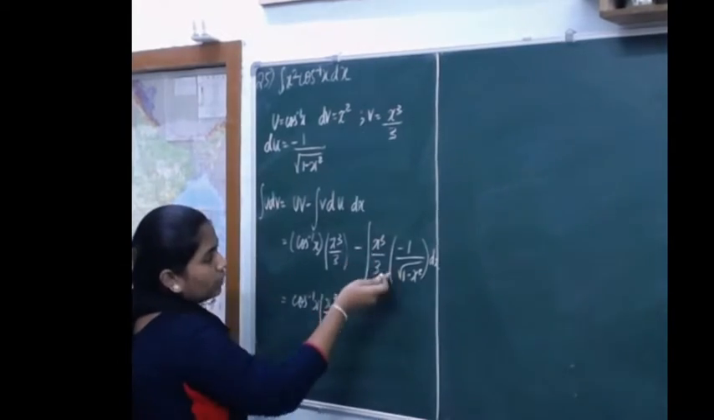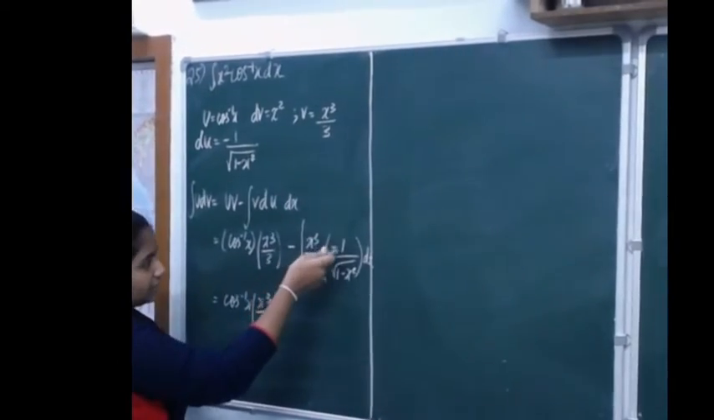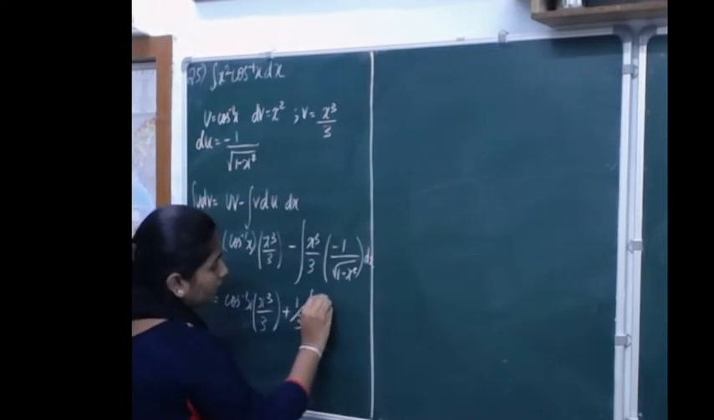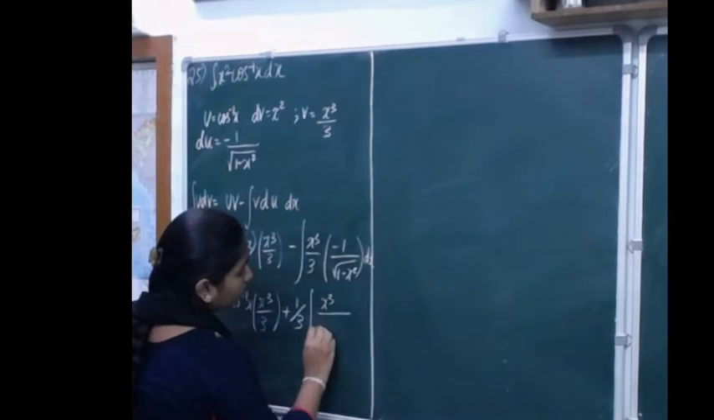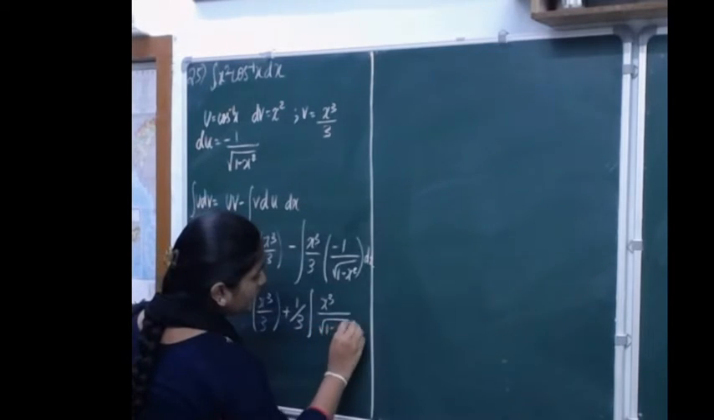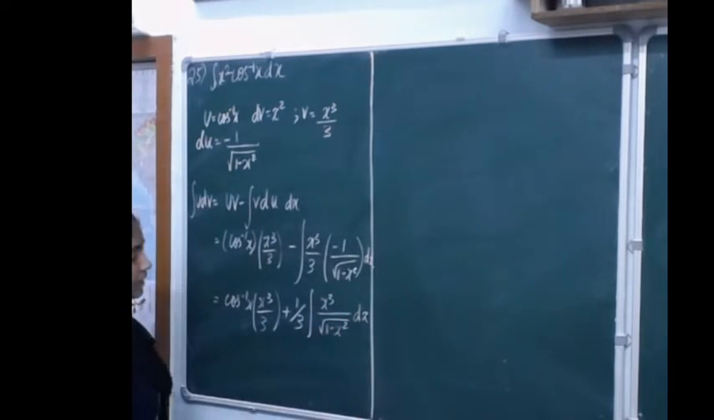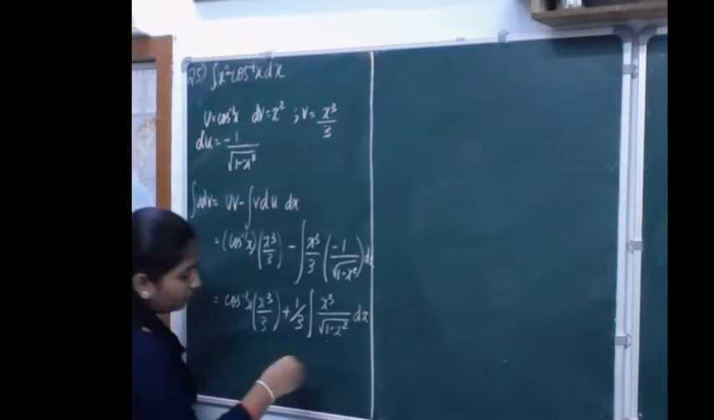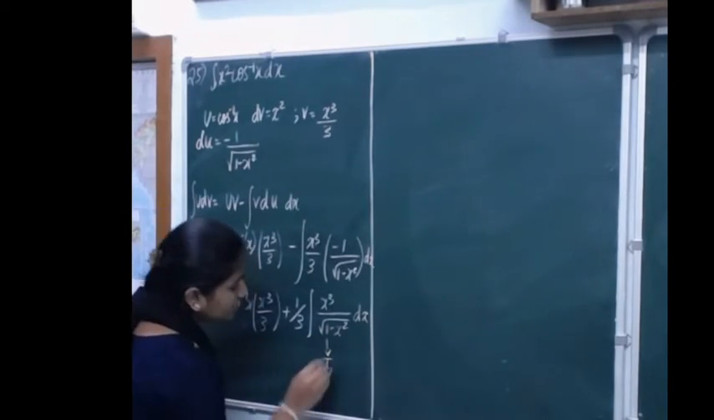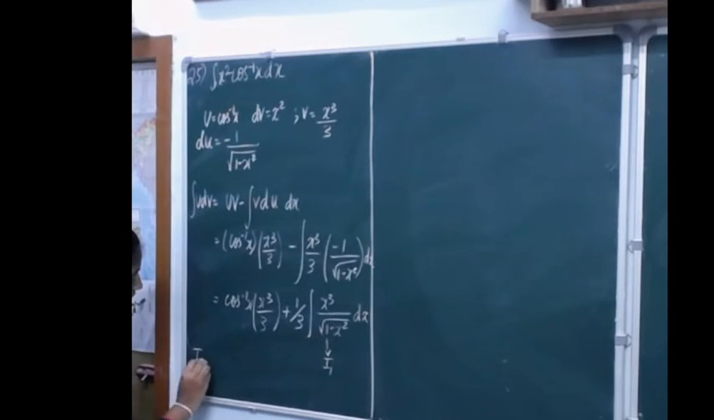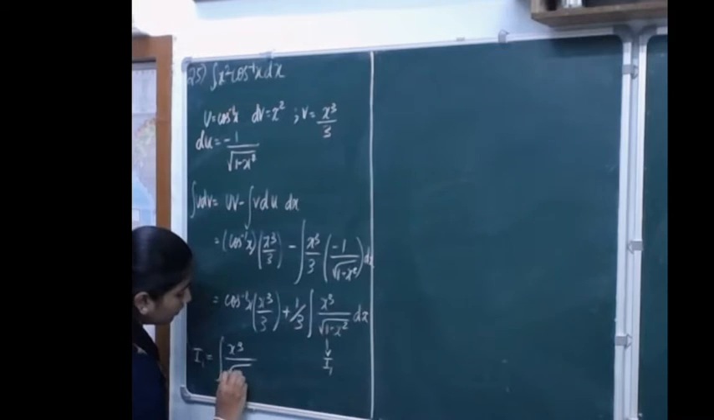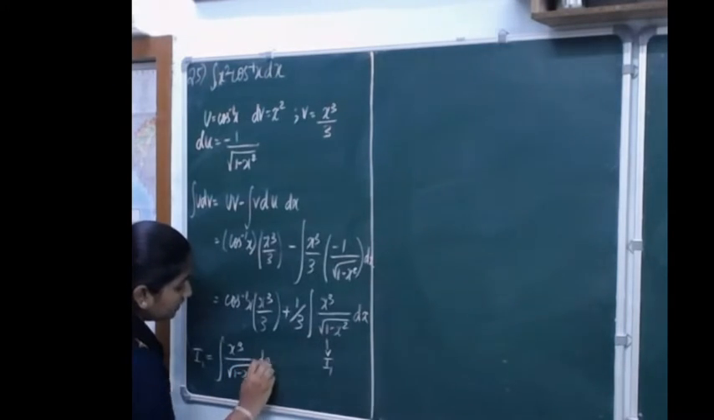I am just taking the 1 by 3 outside with this minus symbol, so that this will get plus 1 by 3 into x cube by root of 1 minus x square dx. So we have to integrate this. To make it simple for me, I am taking this as I1. Then I1 is equal to integration of x cube by root of 1 minus x square dx.